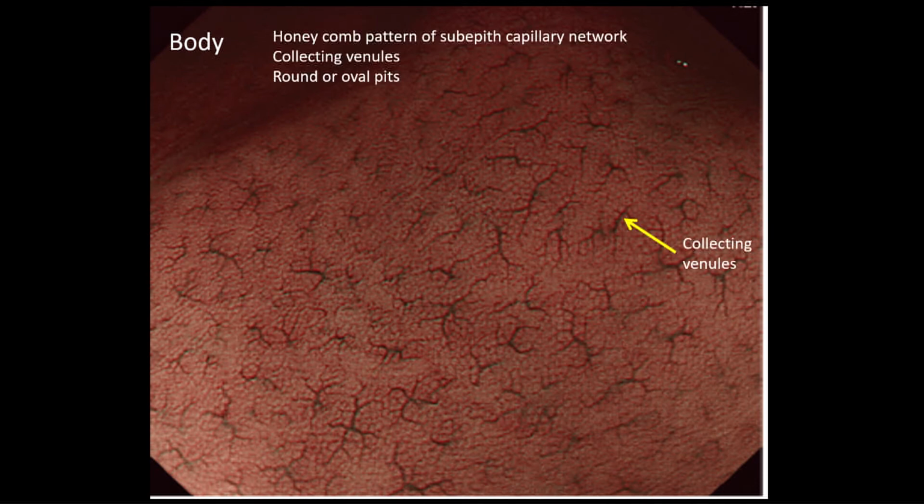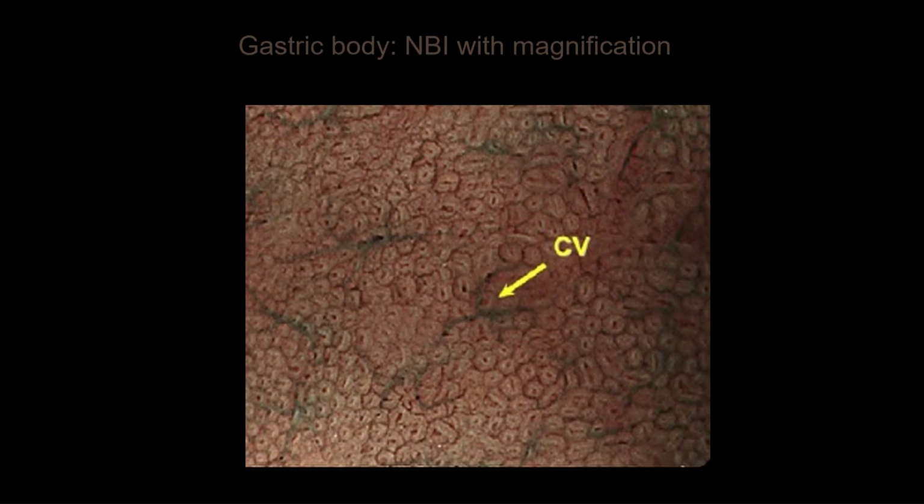So these round or oval pits that you see collect in the honeycomb pattern. Just go to the next slide. Now if you see this a little more clearly, this is with NBI with magnification. You see the collecting venules, no problem.